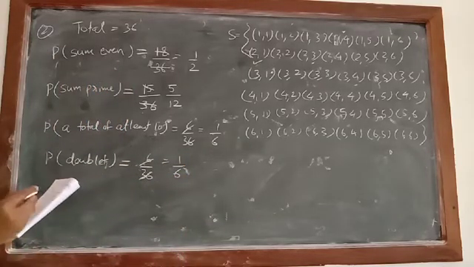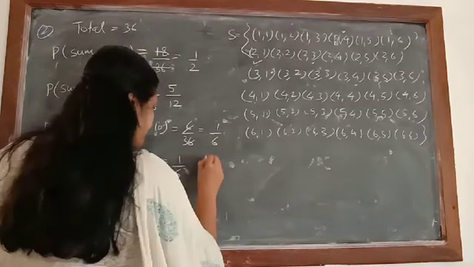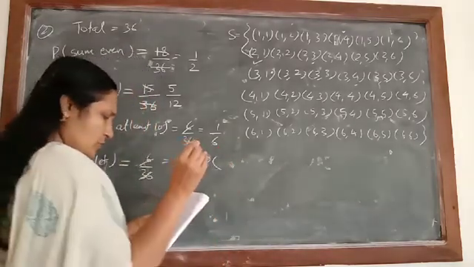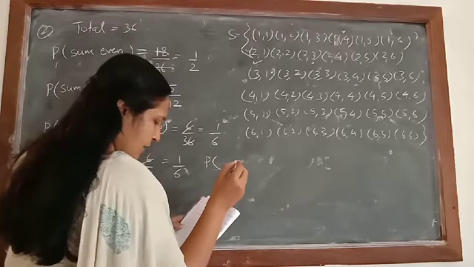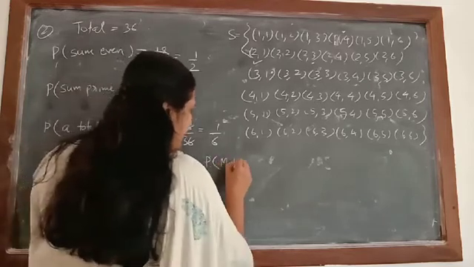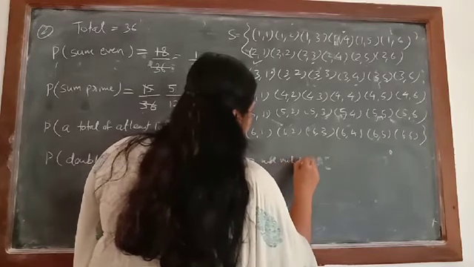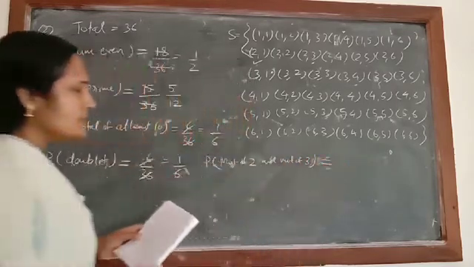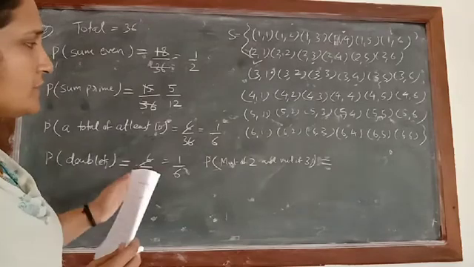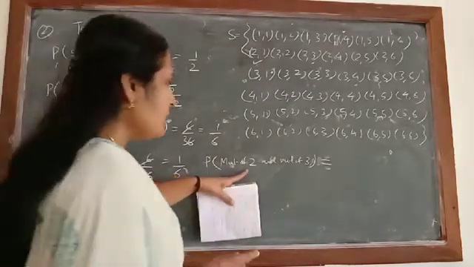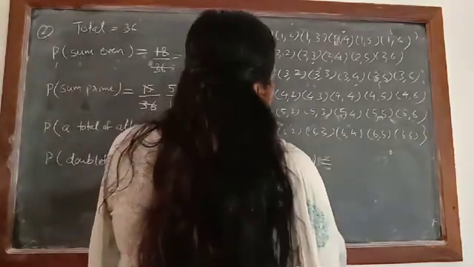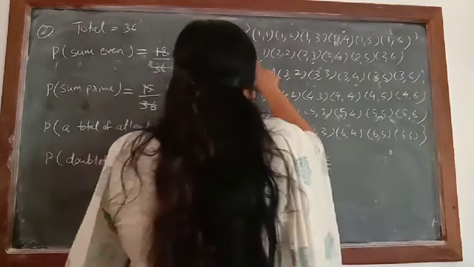Then the fifth condition is written: probability of a multiple of 2 on one and a multiple of 3 on the other. So just to check multiple of 2 and 3, it should satisfy both. In one a multiple of 2 and in the other a multiple of 3. So you can check this case only.